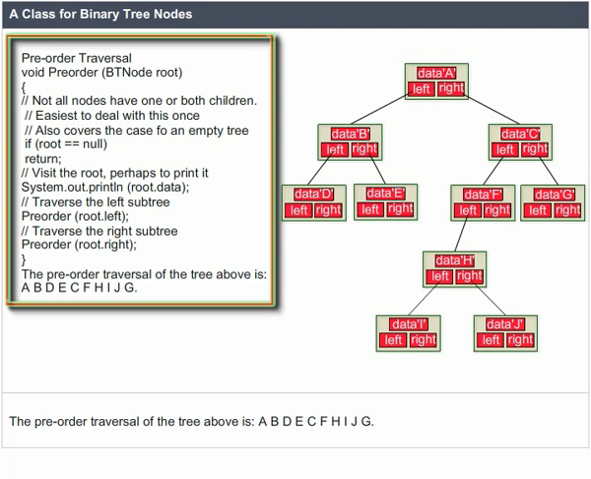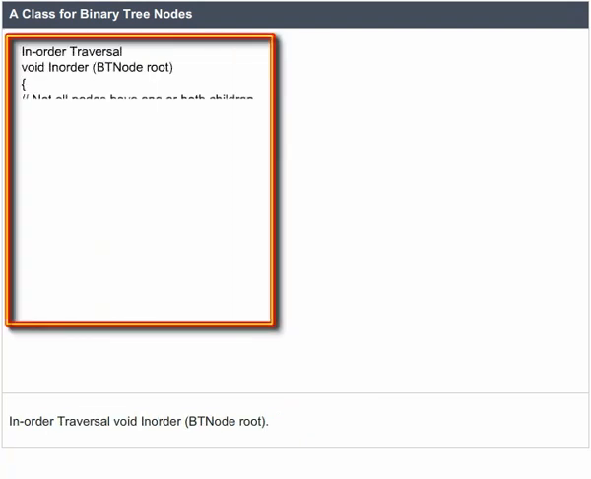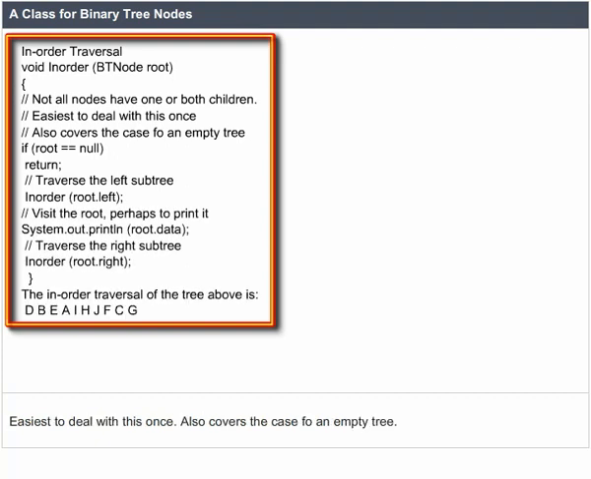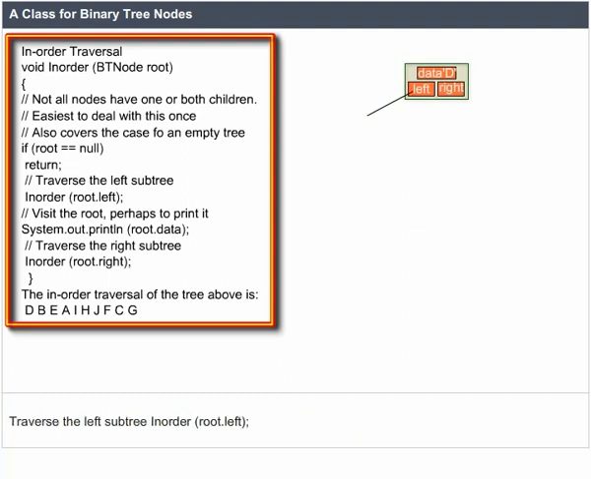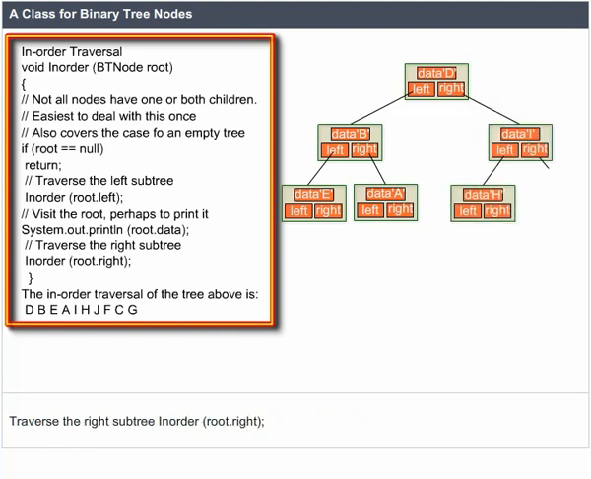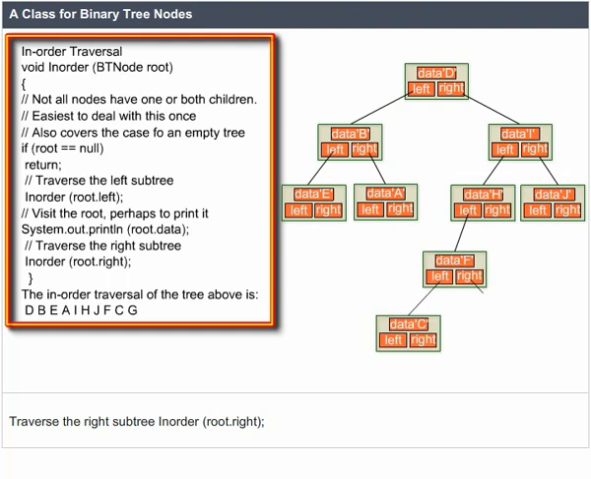In-order traversal: void inorder(BTNode root). Not all nodes have one or both children. Easiest to deal with this one; it also covers the case for an empty tree. Traverse the left subtree inorder(root.left). Visit the root, perhaps to print it: System.out.println(root.data). Traverse the right subtree inorder(root.right). The in-order traversal of the tree above is D, B, E, A, I, H, J, F, C, G.